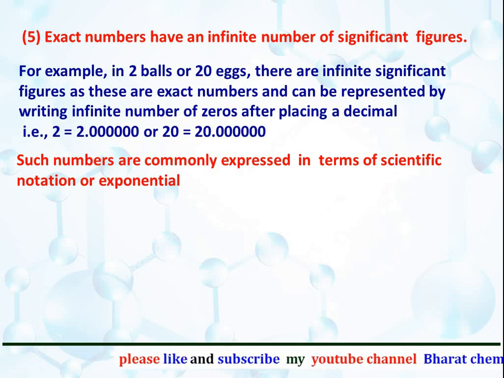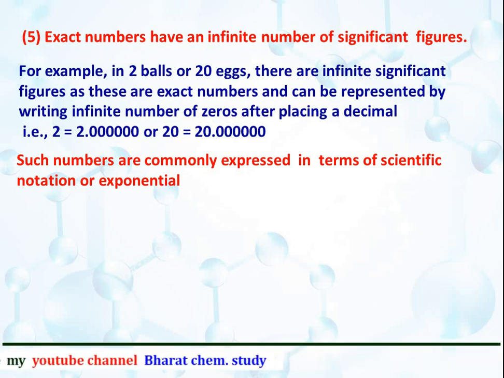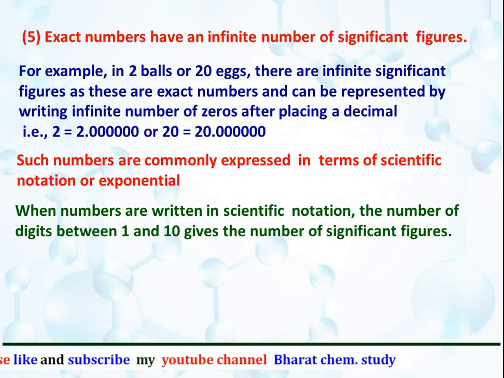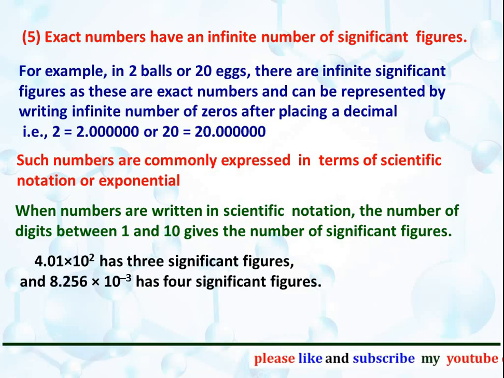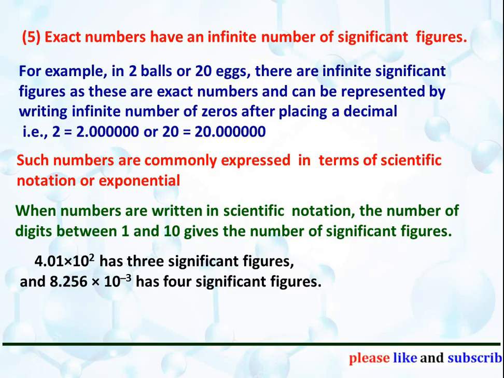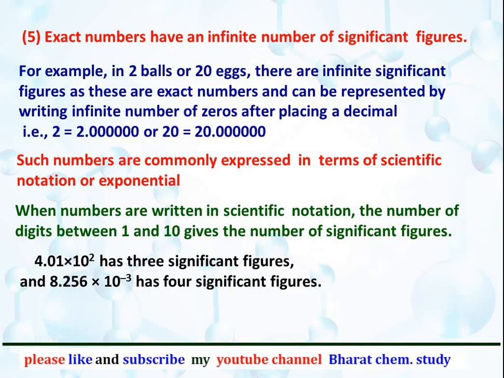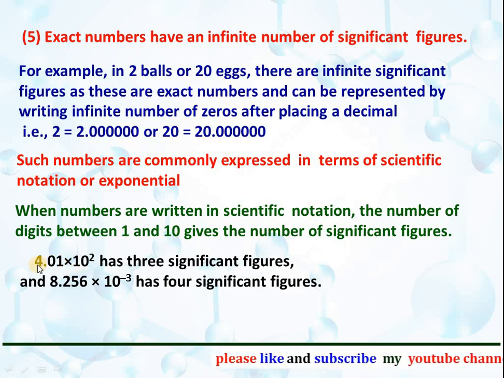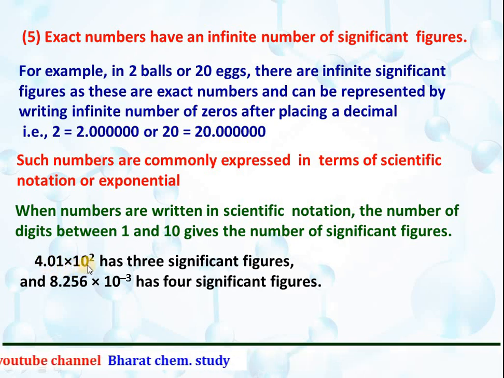Such numbers are commonly expressed in terms of scientific notation or exponential. When numbers are written in scientific notation, the number of digits between 1 and 10 gives the number of significant figures. Scientific notation or exponential means that when we write the value multiplied by 10 power, that is called the exponential or scientific notation. For example, 4.01 × 10². When such a number in scientific notation comes, we are not going to count 10 as significant; only the value which is present along with the 10 power tells us about the significant figures.